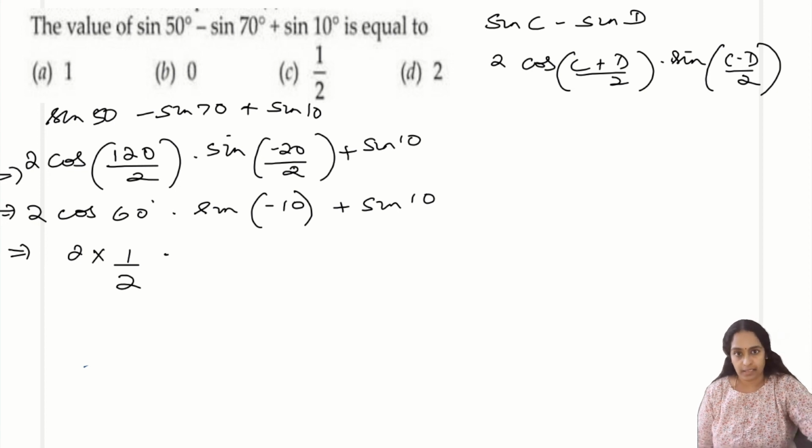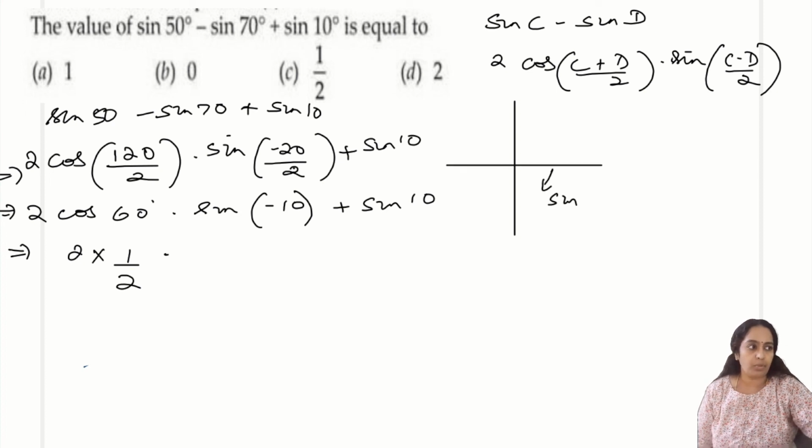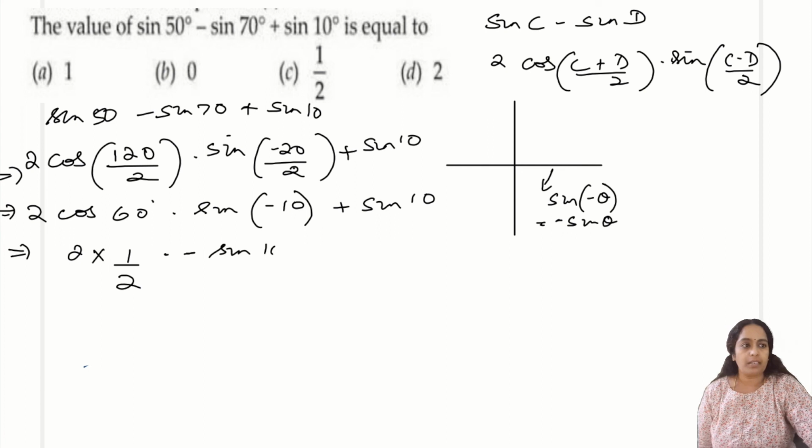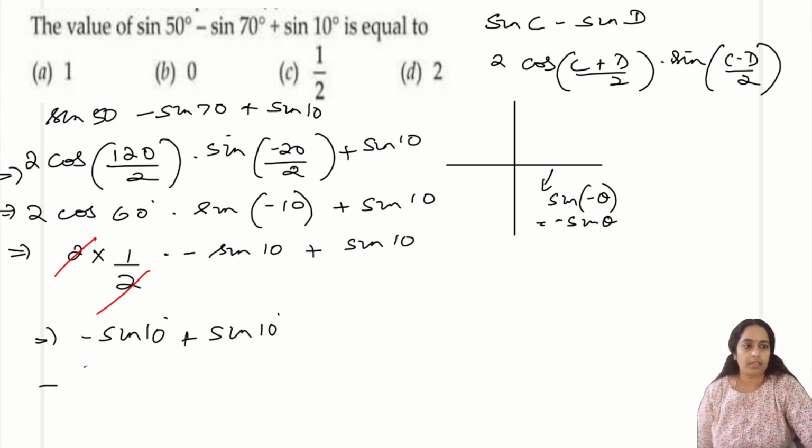Sine of minus theta again, I just showed it in the previous question. Sine of minus theta will be fourth quadrant, which will be minus sine theta. So it's going to be minus sine 10 plus sine 10. So we have here 2 into 1 by 2 multiplied with minus sine 10, so it's going to be minus sine 10 plus sine 10 degrees. So the answer is going to be 0 here. So option B is the answer.